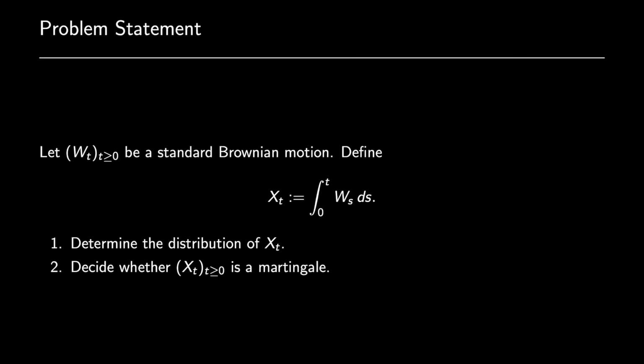Let W(t) be a standard Brownian motion. We define the process X(t) as follows: X(t) is equal to the integral from 0 to t of W(s) ds. We are asked to: 1. Determine the distribution of X(t), meaning we want to find how the random variable X(t) is distributed. 2. Decide whether the process X(t) is a martingale.